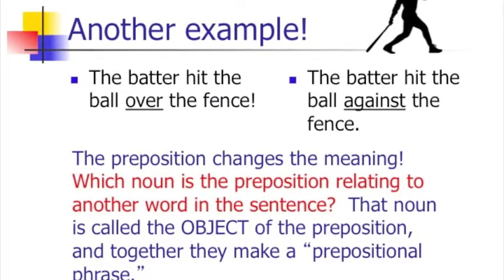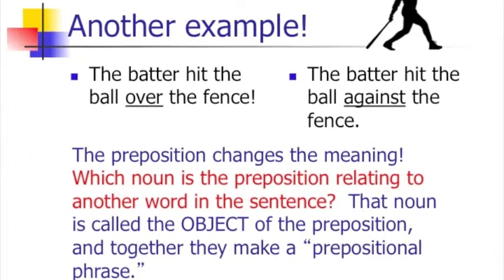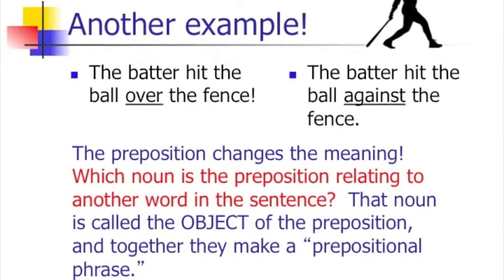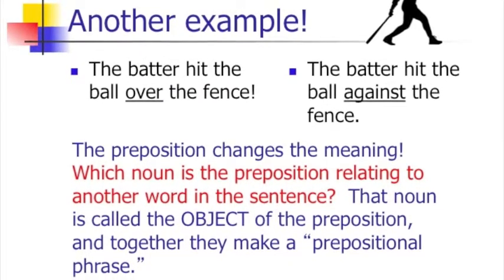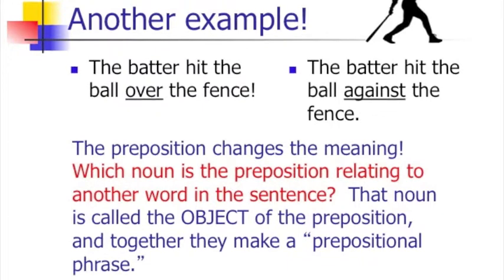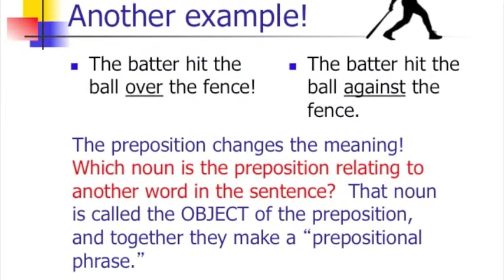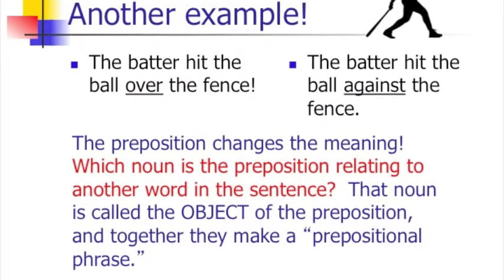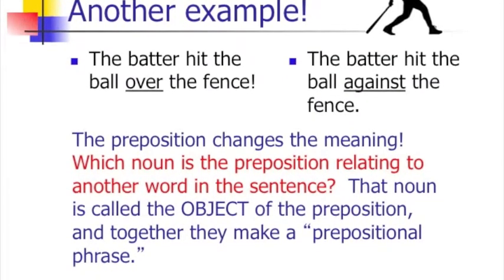In both sentences, it's the word fence. We're able to look at the preposition to find out how the batter hit the ball in relationship to the fence. In one case, the ball goes over it, and in the other, the ball goes against it. The preposition tells us the way in which the fence and the verb hit are related to one another.